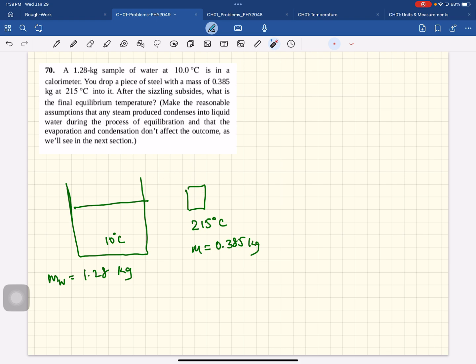So you drop this in here. What is the final equilibrium temperature? Okay, what happens? This guy loses heat to the water. Make reasonable assumptions that the steam produced condenses into liquid water and so on. This thing loses heat and that guy gains heat.